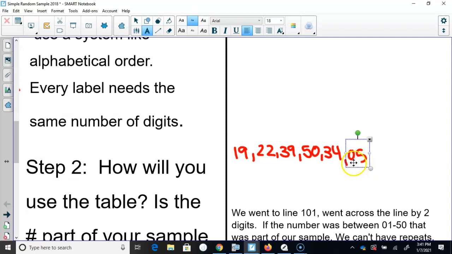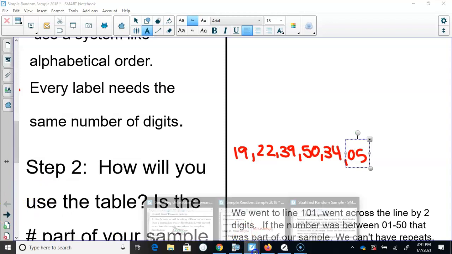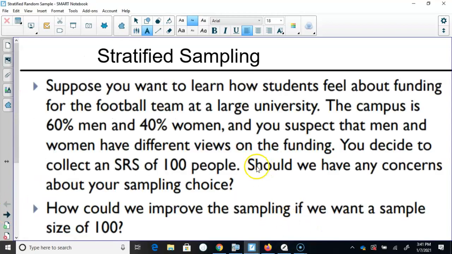No, not necessarily, okay? Or for example, let's say I wanted to sample 100 people from Armstrong. What if I got all seniors in that sample? That's not representative of Armstrong. So we need a better way, and that's called a stratified random sample. Okay, here's an example of a stratified random sample. Suppose we want to learn how students feel about funding for the football team at a large university.